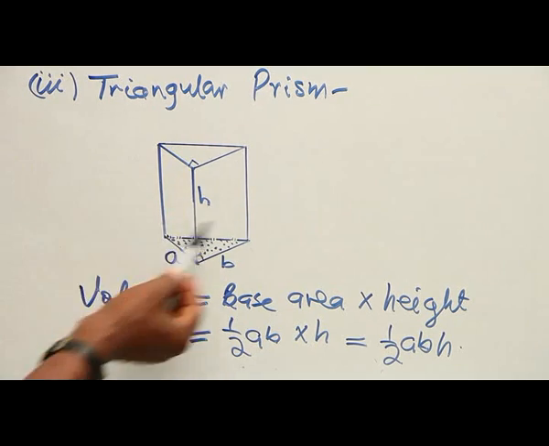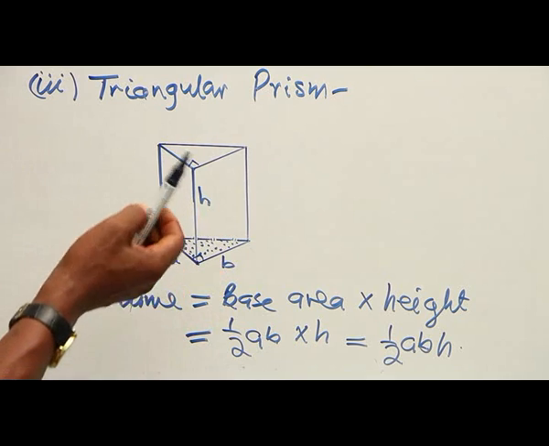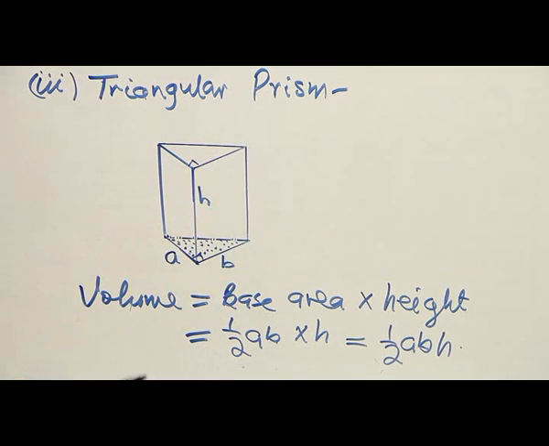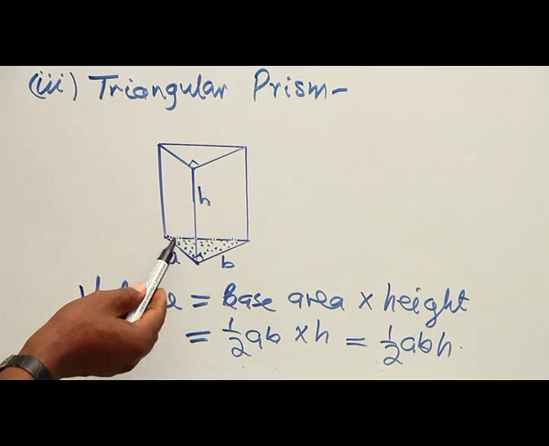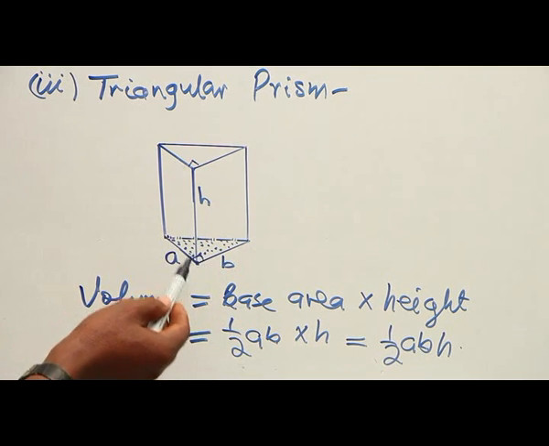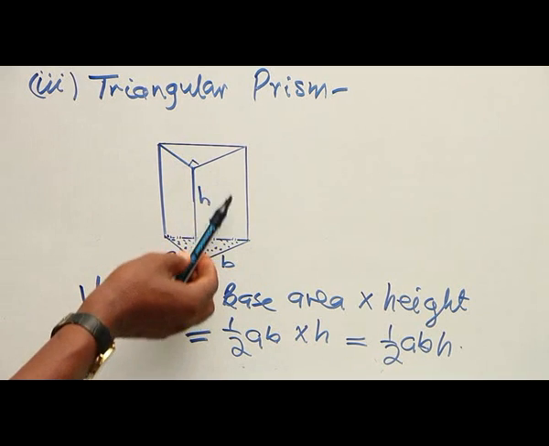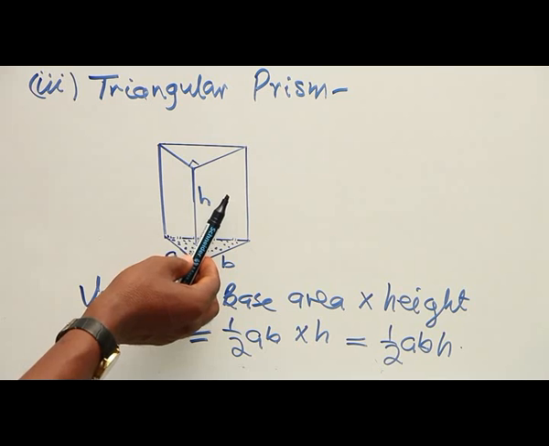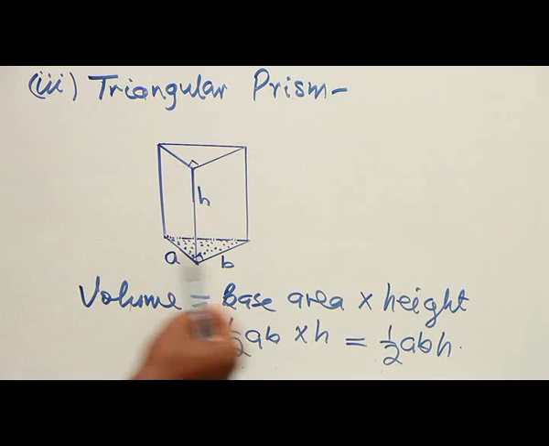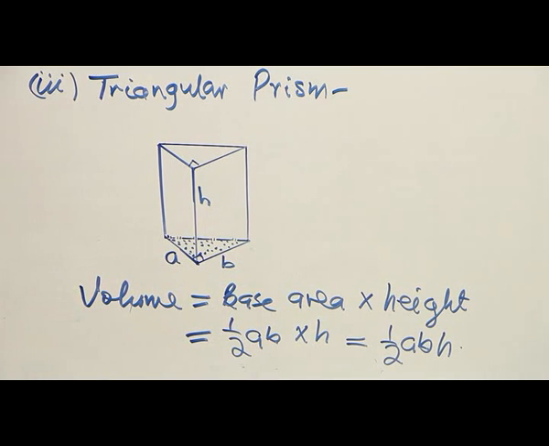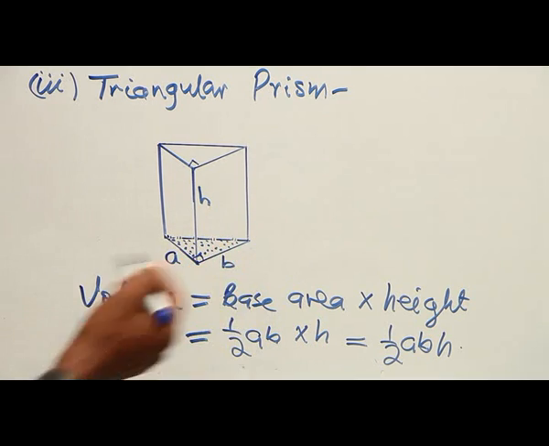You can also find the total area of this prism by taking each of the plane shapes that has formed the triangular prism. For example, you can find the area of this triangle, multiply it by 2 to give you the area of the two triangles. Then you find the area of the other rectangular faces, add them together, and that will give you the total surface area of the triangular prism.